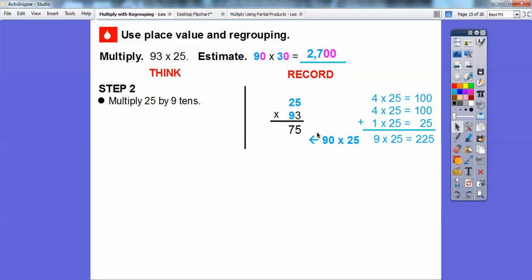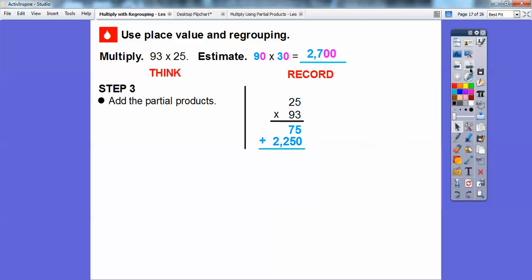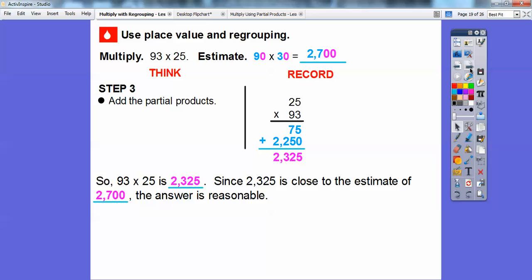So 90 times 25 will be 225 with a 0, okay? So just add a 0 to 225, so it's 2,250, okay? And our last step here is we're going to go ahead and add those partial products right there. So when we go ahead and add, we get 2,325, okay? So 93 times 25 is 2,325, and since that number is close to our estimate, what we got above is 2,700, the answer is a reasonable answer.